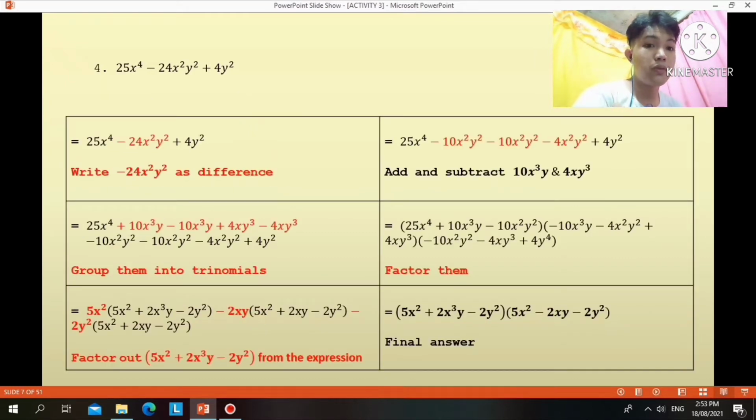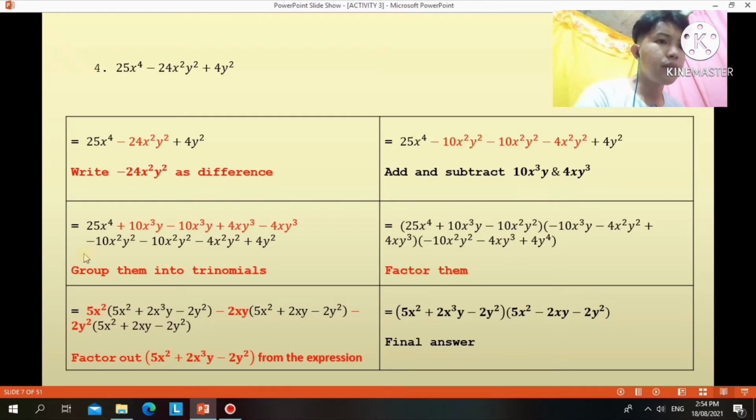So let's factor number 4. 25x raised to 4 minus 24x squared y squared plus 4y raised to 4. So first, write negative 24x squared y squared as a difference. The difference of negative 24x squared y squared are negative 10x squared y squared and negative 4x squared y squared. Then add and subtract 10x cubed y and 4xy cubed to make the expression complete.